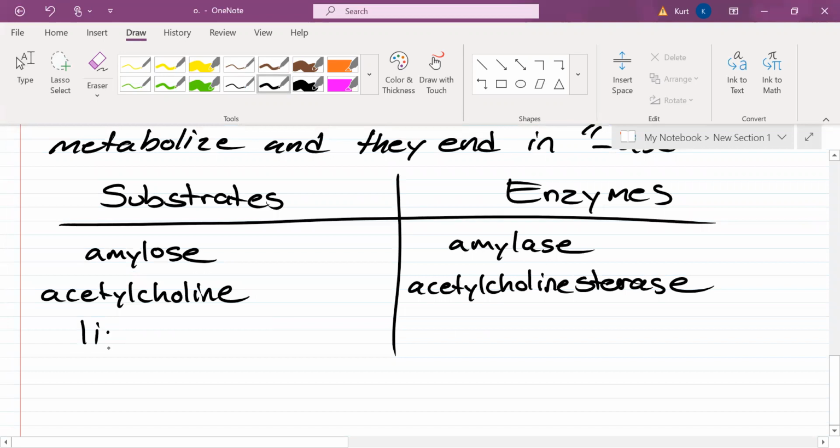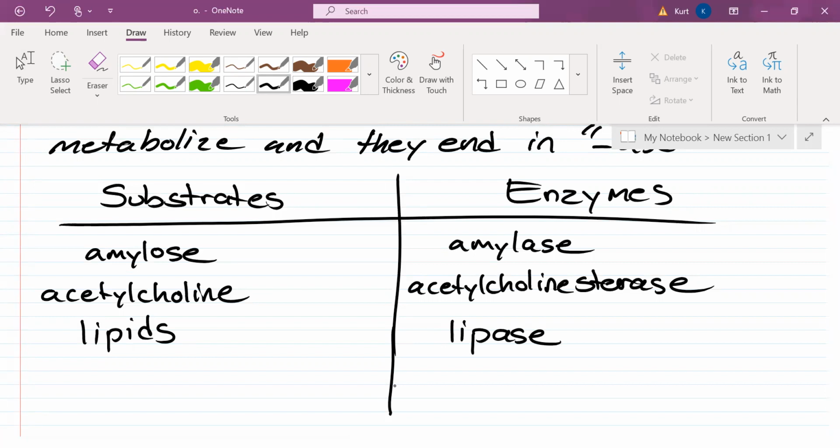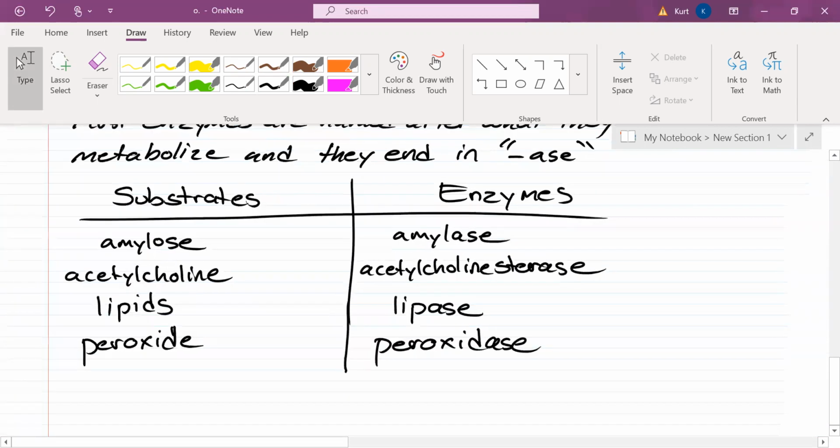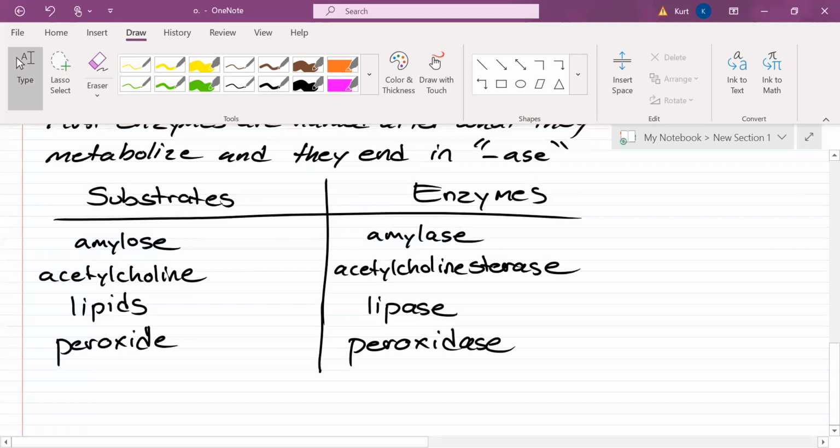Another one, lipids. They're metabolized by lipase. A substrate is the molecule or the compound that is metabolized by the enzyme. Then lastly, peroxide is broken down by peroxidase. Okay, so that's just a few examples of some enzymes. There's plenty more. Transcription is done by transcriptase. That's just another example.